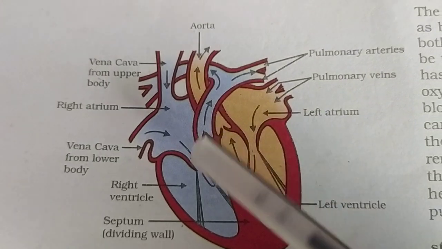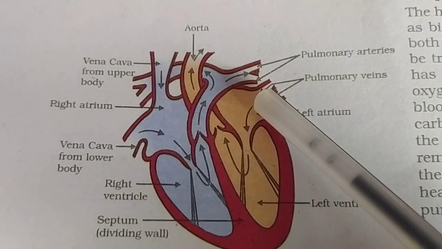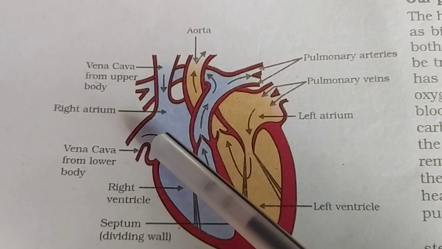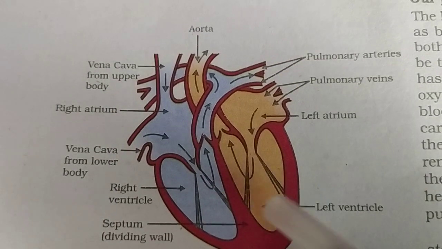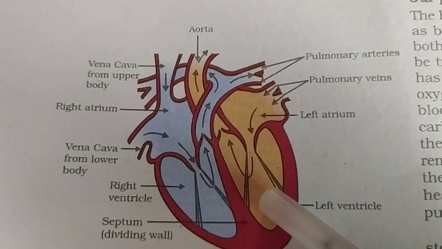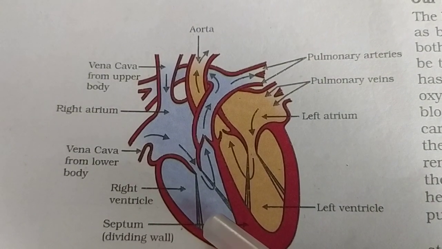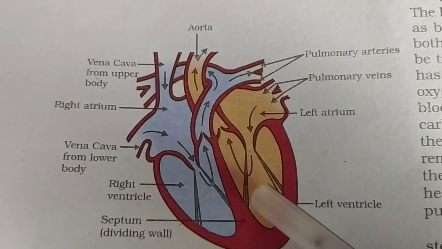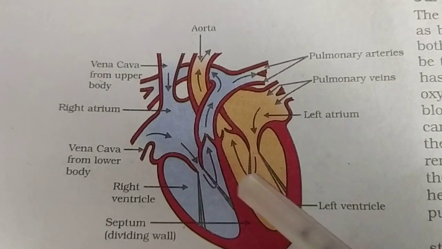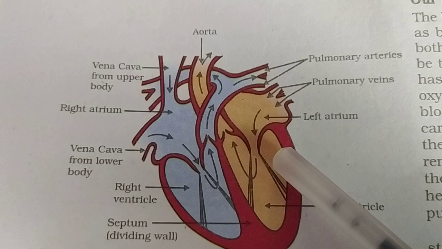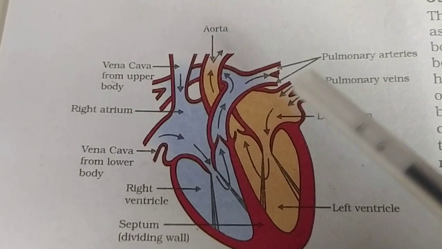Here you can see this is the muscular part, and the upper two chambers are called atria. The atria have a thin-walled structure, and these are the ventricles. The ventricles are a thick-walled structure. Between the right and the left part, you can see there is a septum, that is a dividing wall. It divides the right and the left side so that the oxygenated and deoxygenated blood do not mix together.